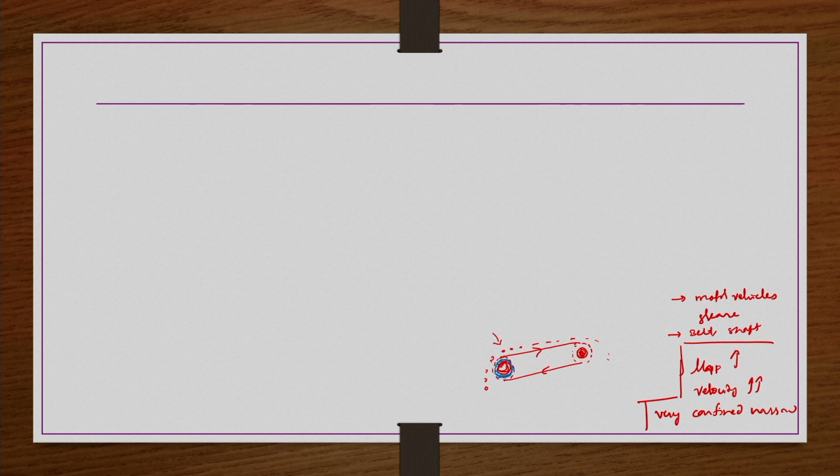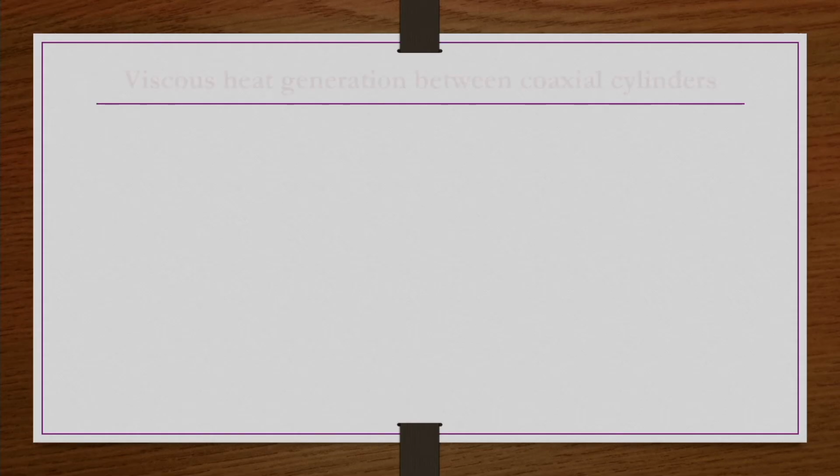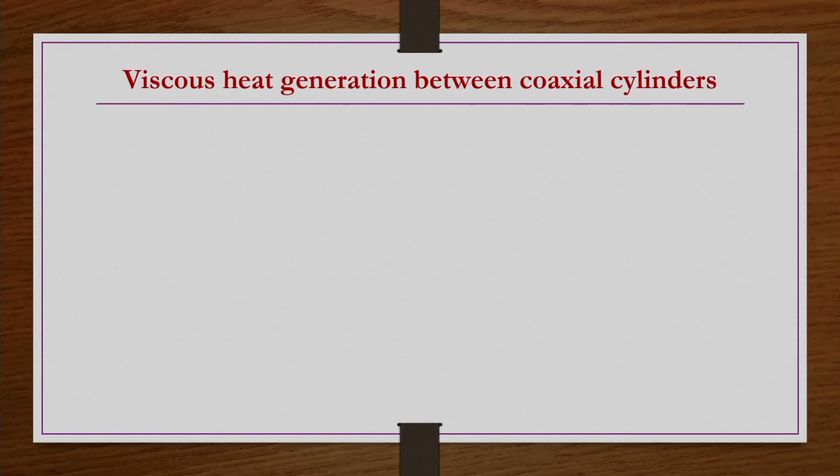Now in this lecture we are going to take a couple of problems and do the derivation to get the temperature distribution for these kinds of geometries. The first problem of today's lecture is viscous heat generation between coaxial cylinders. First, let us see the statement of the problem.